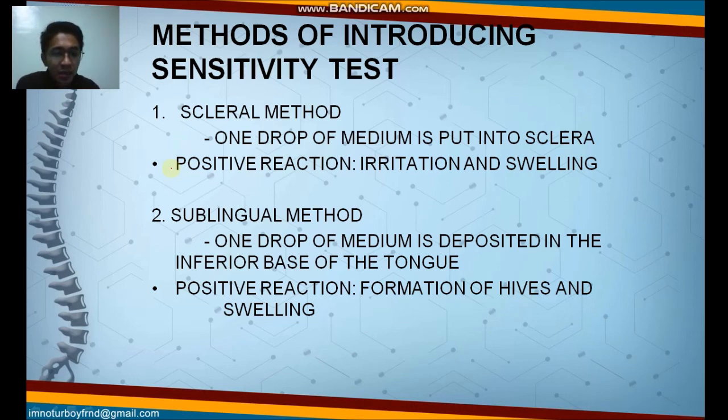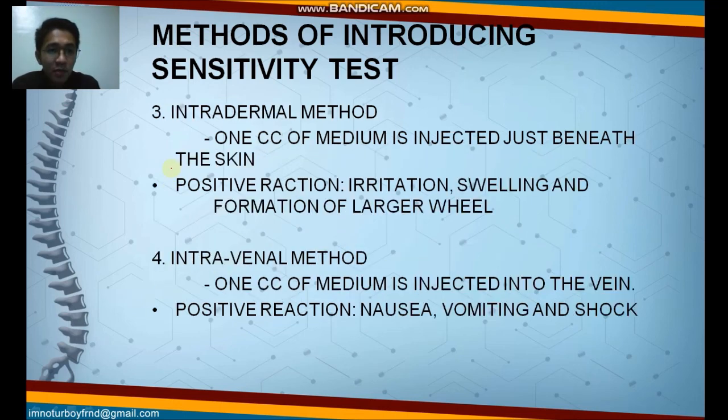And then number two, sublingual method. One drop of medium is deposited in the inferior base of the tongue. Positive reaction is formation of hives and swelling. But with the sublingual method, the patient's reaction takes a long time. Okay, so the 10 to 15 minutes waiting time is too short for the sublingual method.